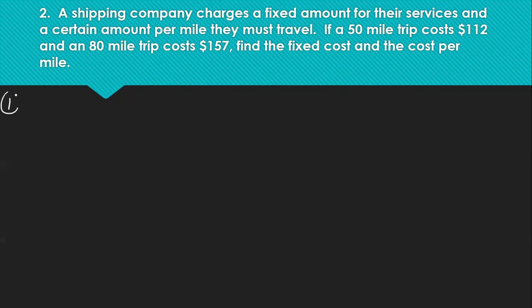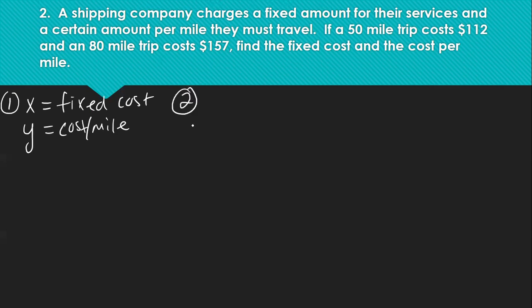Step 1 is to identify your variables. So what is our X? What are we looking for? We're not looking for miles. We're looking for a fixed cost, and we're looking for the cost per mile. Okay, does that make sense? So we're looking for a fixed cost and a cost per mile.